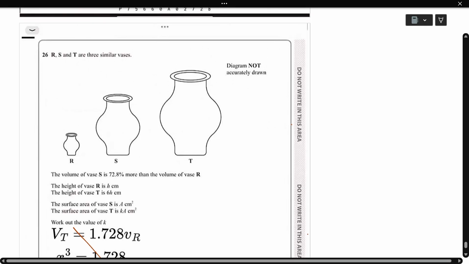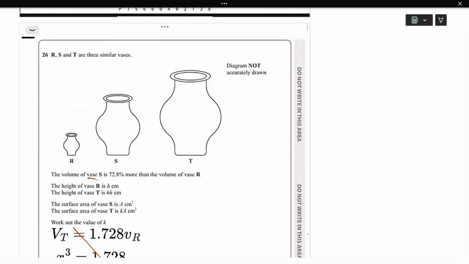Next question. R, S, T are three similar vases. The volume of vase S is 72.8 percent more than the volume of vase R. This is like a percentage question. 72.8 percent more means we take 172.8 percent, and percentage means divided by 100, which is 1.728 times the volume of R.